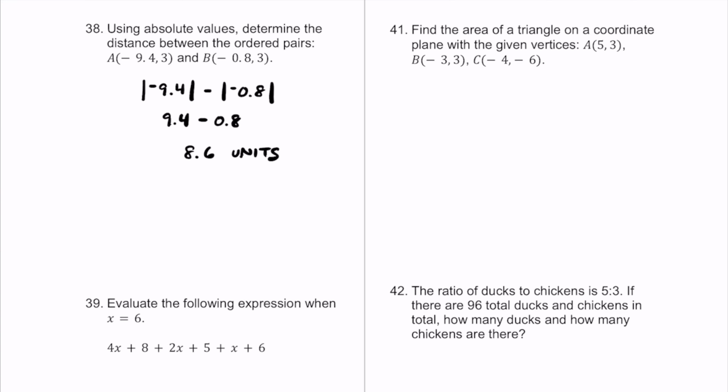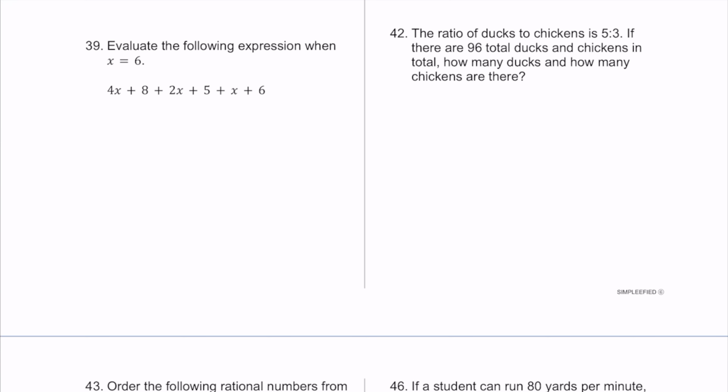All right, for 39, let's evaluate this expression when x is equal to 6. I don't recommend just substituting it in. I'd rather combine some like terms. So 4x plus 2x is 6x. 6x plus 1 more x is going to get 7x. So we have 7x here plus, and then we have constants of 8 plus 5 is 13. 13 plus 6 is 19. So we have plus 19 here.